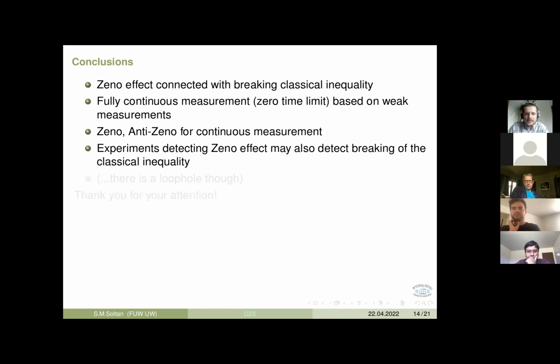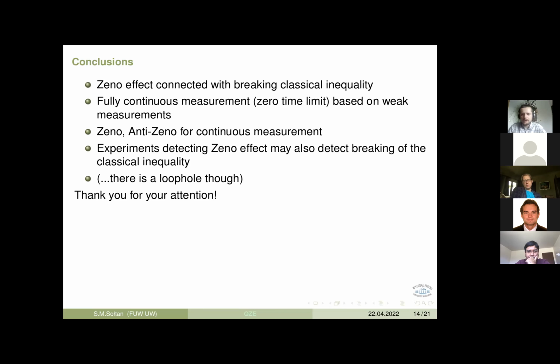And where the experiments detecting the Zeno effect may also detect breaking of the classical inequality, with this loophole that I mentioned, that not all assumptions behind the Leggett-Garg inequality are fulfilled. And well, that's more or less all. Thank you for your attention.